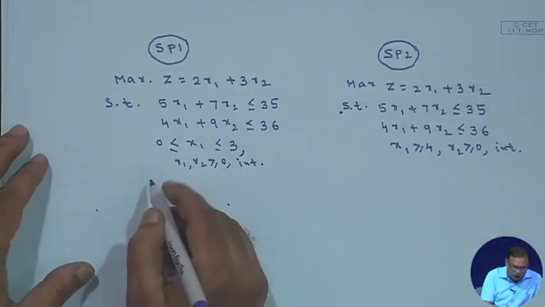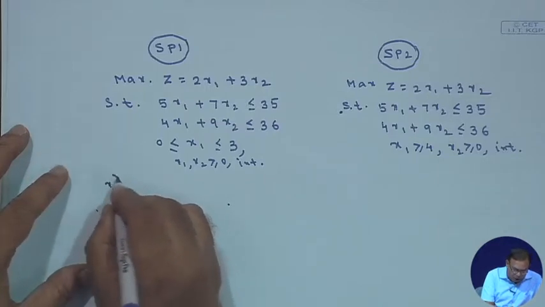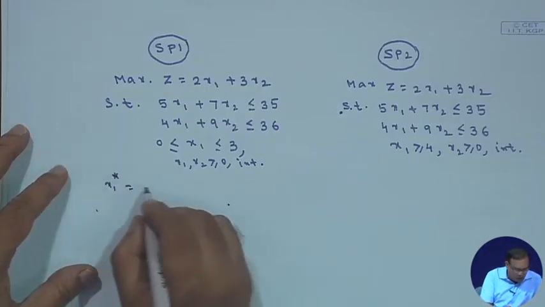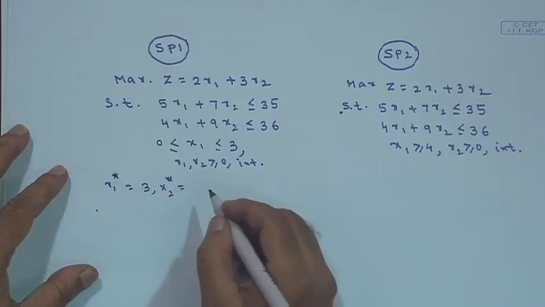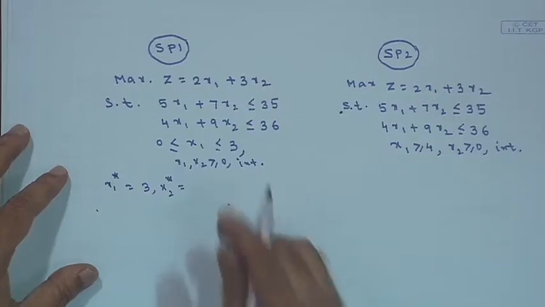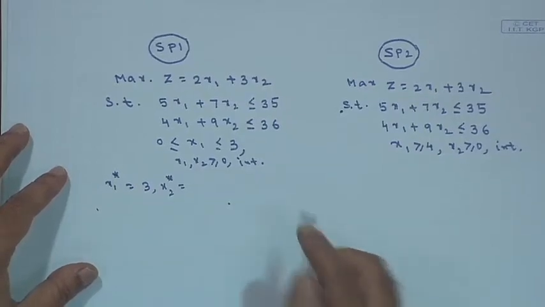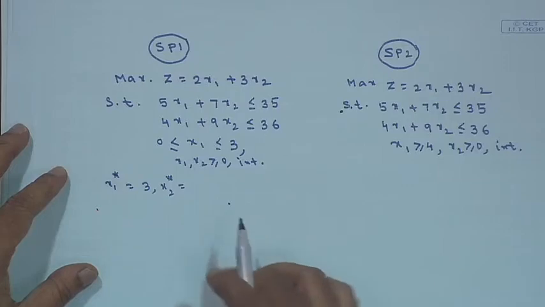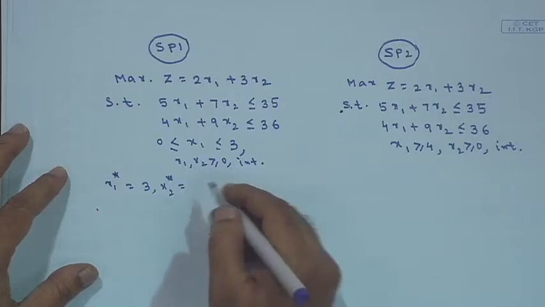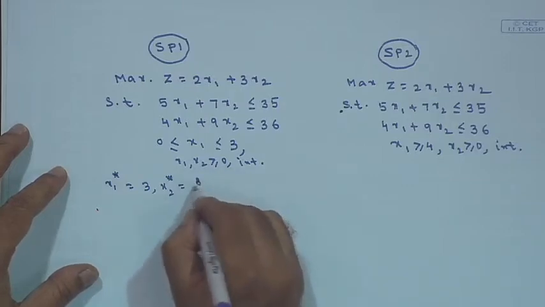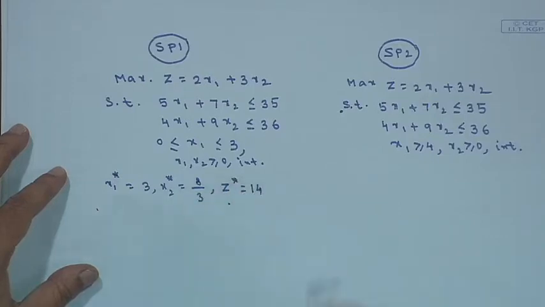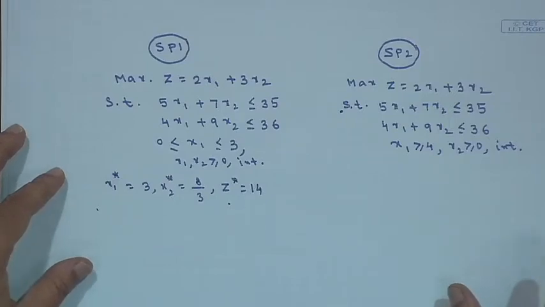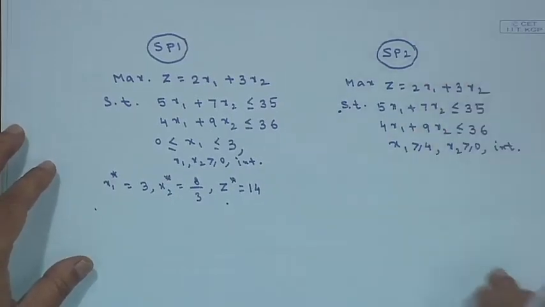Please note that for the first problem SP1, x1 star equals 3, x2 star is 8 by 3, and z star is equal to 14, whatever you are getting.